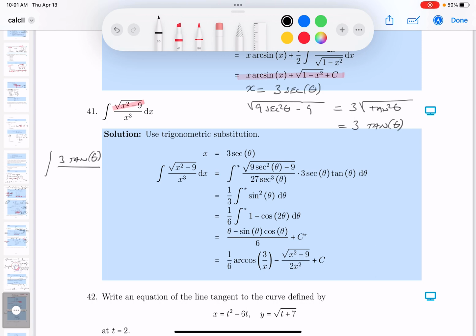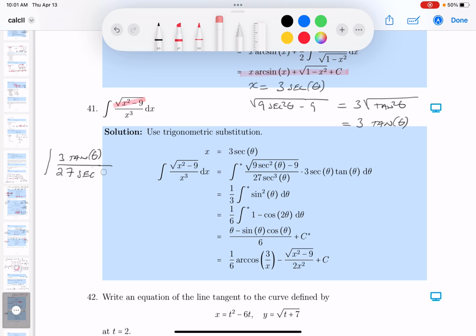What's x cubed? It's 27 secant cubed. Now, granted, I realize sometimes that this is getting crazy. It may be going in a direction where you can't even do that integration. If it's not getting easier, though, I'm going in the wrong direction. By the way, I don't see this as being easier at this point, but I'm not done writing things down. That's secant cubed of theta.